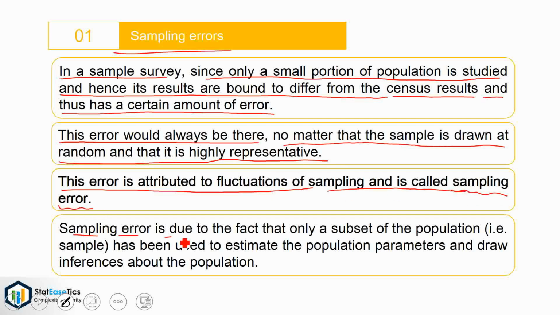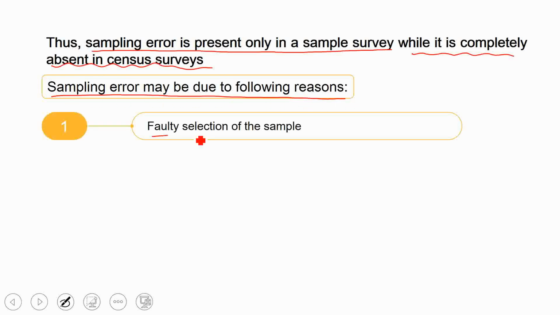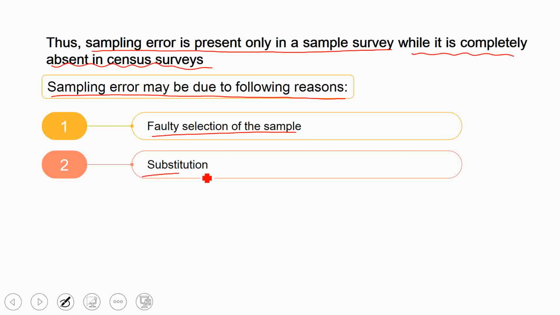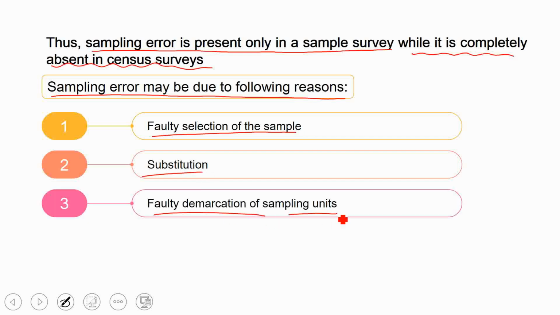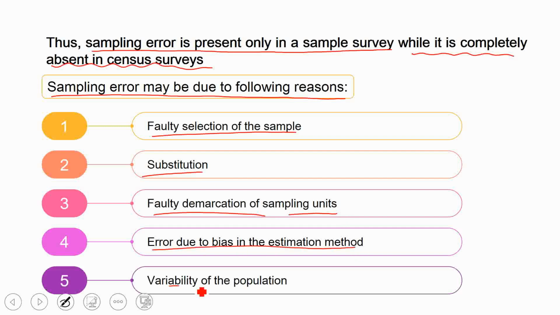Sampling error is due to the fact that only a subset of the population, that is the sample, has been used to estimate the population parameters and draw inferences about the population. Thus, sampling error is present only in a sample survey, while it is completely absent in census surveys. Sampling error may be due to the following reasons: faulty selection of the sample, substitution, faulty demarcation of sampling units, error due to bias in estimation method, or variability of the population.